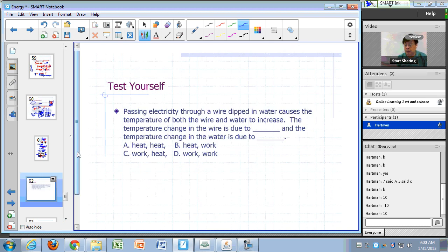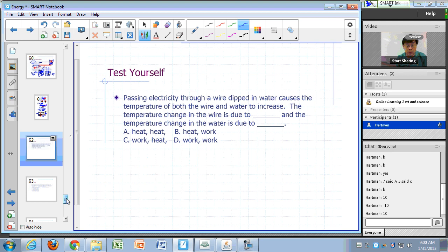All right, so let's do a few quick clicker questions here. If you pass electricity through a wire dipped in water, it will cause the temperature of both the wire and the water to increase. The temperature change in the wire is due to blank, and the temperature change in the water is due to blank. So what goes into these two blanks?